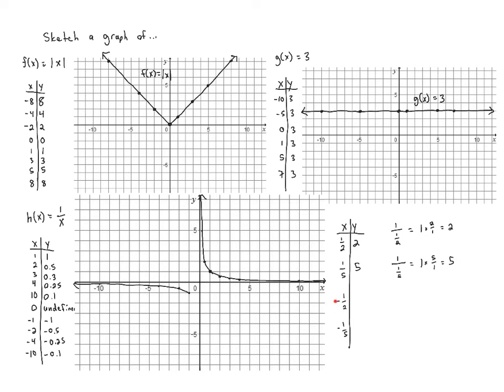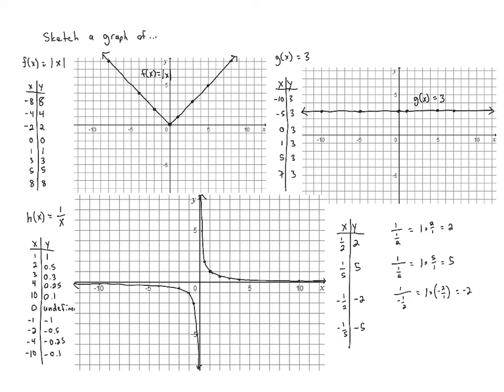Now, if we've got -1/2, this is going to be 1 divided by -1/2, which is the same as 1 times -2 over 1, which is -2. So we've got (-1/2, -2), which we can plot right there. And it's probably not a surprise when we plug in -1/5, we're going to end up with -5. That's going to be down here. And we're going to have the same sort of a situation down here, just on the left-hand side of the axis.